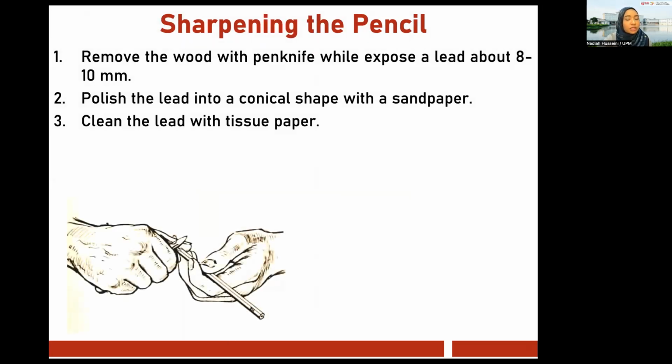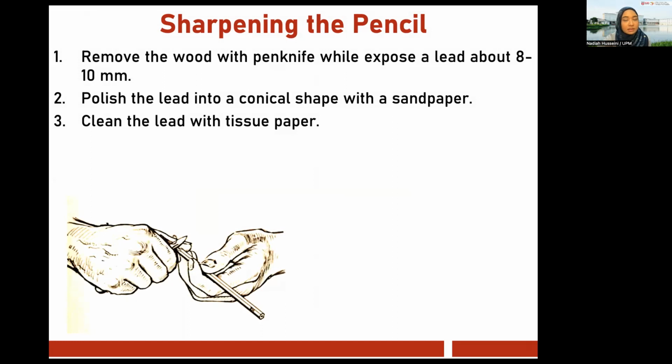Okay, so sharpening the pencil. They also teach you how to sharpen the pencil. Remove the wood with a penknife while exposing the lead about 8 to 10 millimeter. It also specifies how long your lead should be. So it's very precise. And then polish the lead into a conical shape, of course, like a pencil. Right now, we don't use the knife, we just use a sharpener.